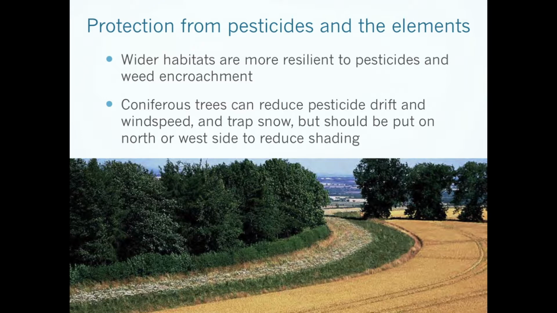Coniferous species can be used intelligently to reduce pesticide drift. They're really thick and they're resistant to a lot of the herbicides. Not completely, but they help. And they also reduce wind speed and contract snow and increase the moisture in the habitat. Although they should be planted so they don't shade out the habitat, because you want a lot of sun to encourage flower growth. And in general, a lot of the foraging species prefer the sun.